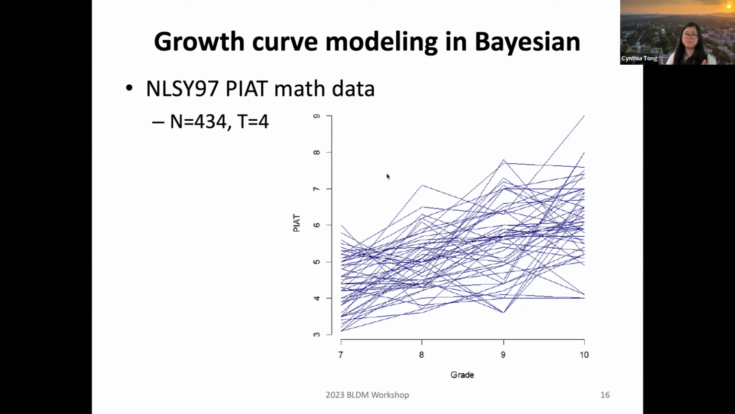There is also actually missing data in the data set. We're going to talk more about missing data in a minute. But basically, this is the data set we can play with in the practice session later. And as you can see from this trajectory plot, each trajectory represents one person. And in general, it seems like there is an increase in the math scores from 7th grade to the 10th grade.